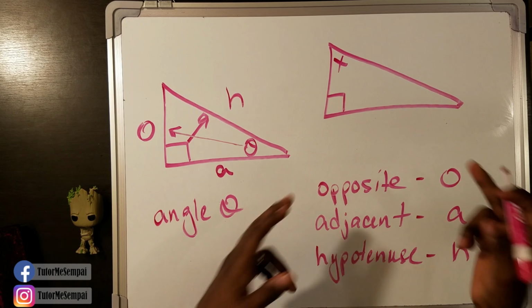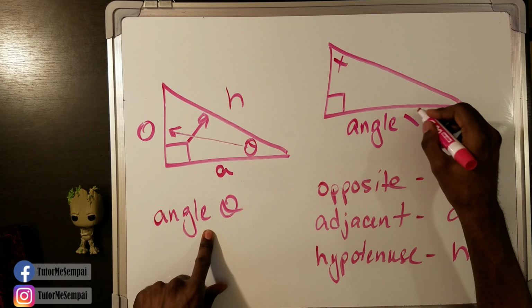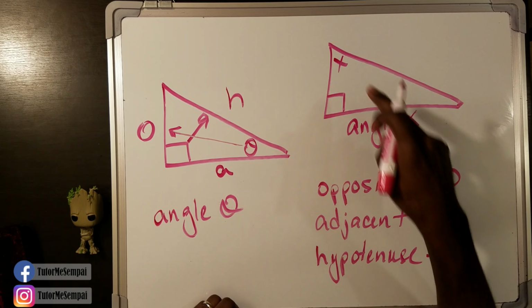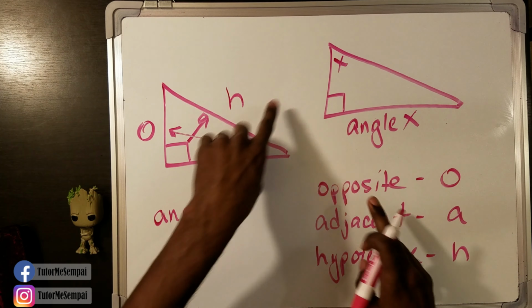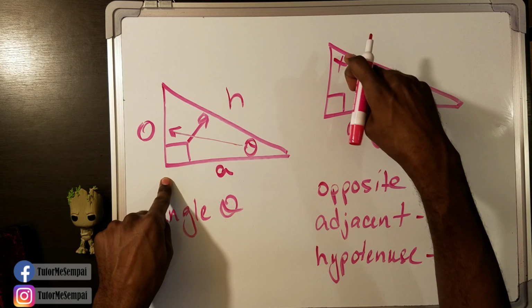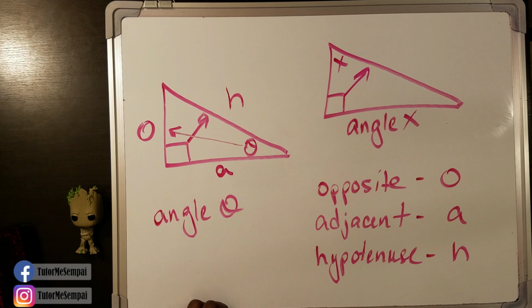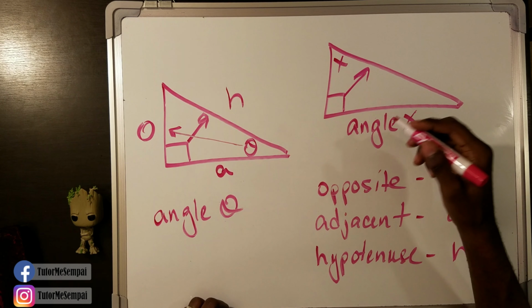Let's say we had an angle X here. Instead of having angle theta like we had here, let's say our X is here. Our angle is X here. You notice it's the same type of right triangle, except we put our angle up here, and we're going to focus on angle X this time. The first thing we do is find our hypotenuse, which is always going to be opposite our right angle.